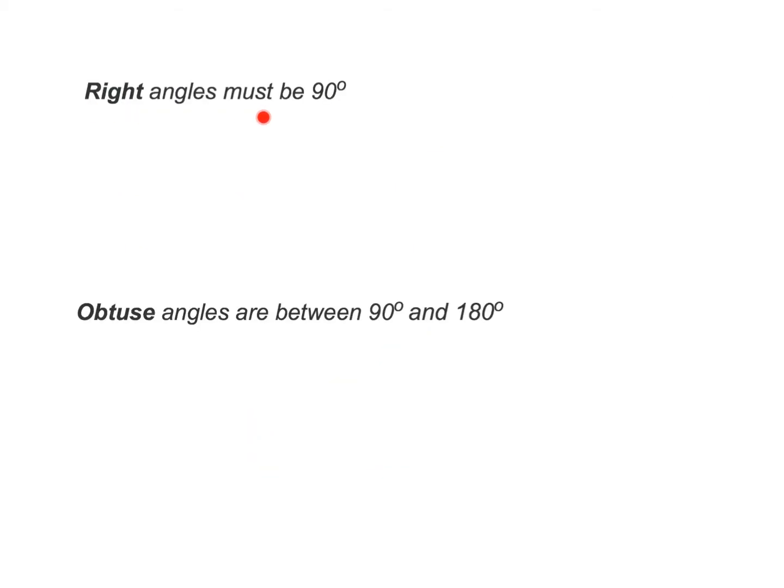Next we need to look at right angles, which must be exactly 90 degrees. So this angle that is sitting in there, that angle there, must be exactly 90 degrees. And we often put a little square sign inside that angle to represent that that is 90 degrees. That little square means that it is exactly 90 degrees.